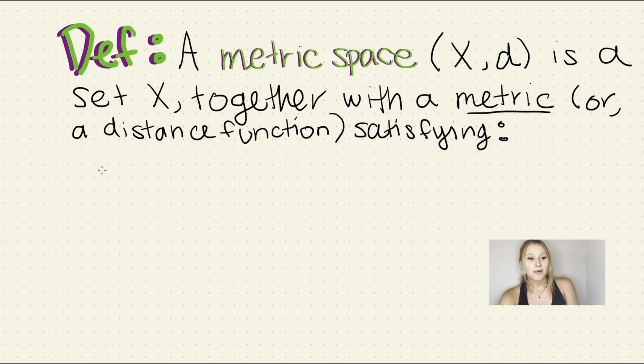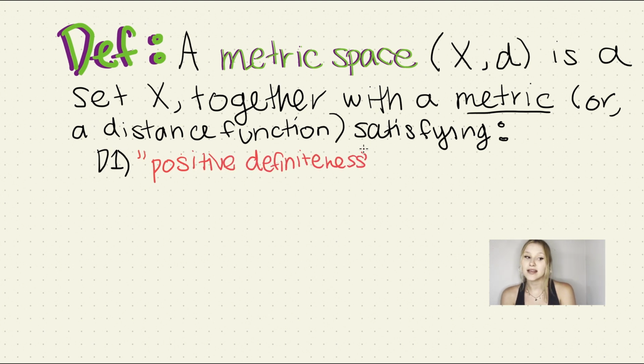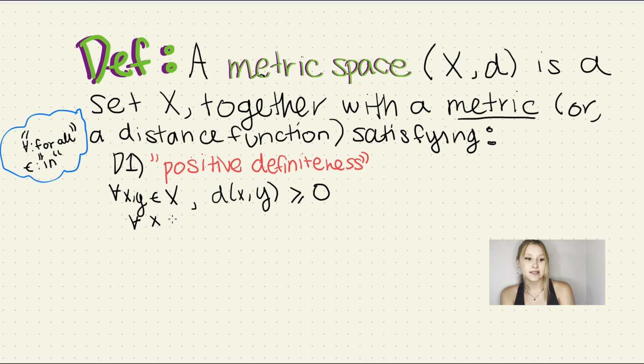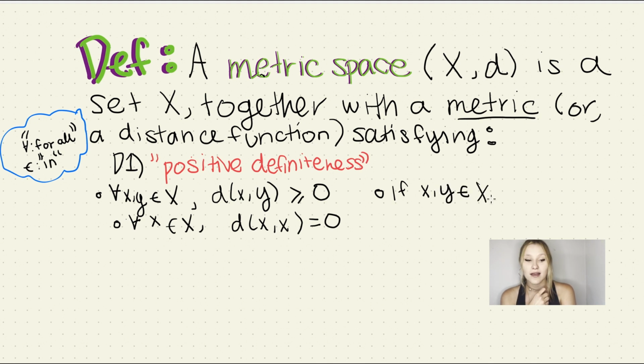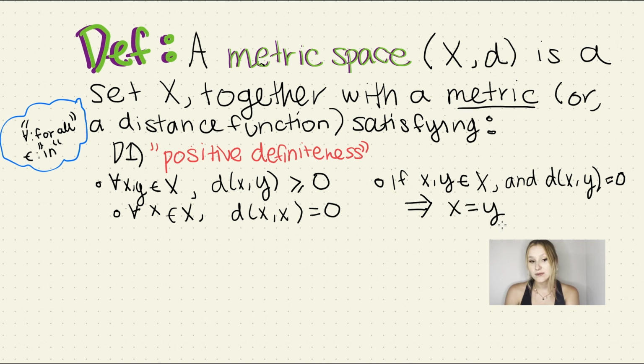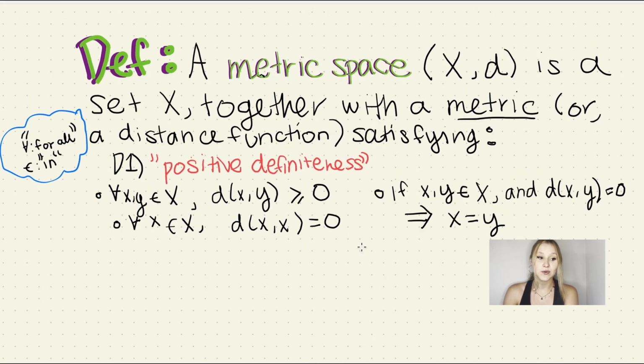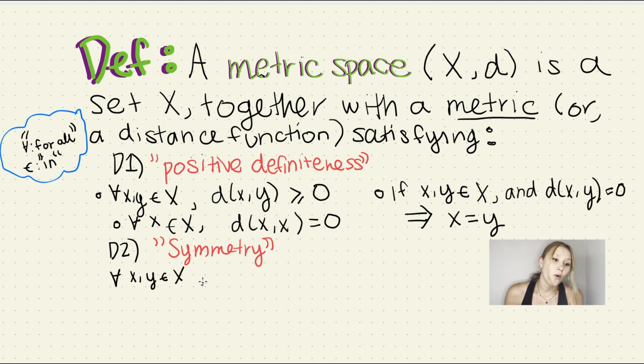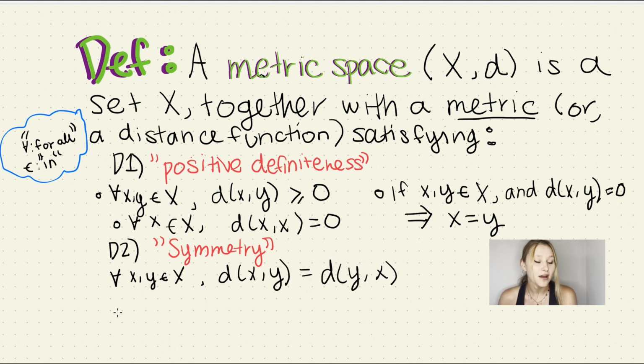So these are the 3 properties that the metric space must satisfy. So firstly, positive definiteness. So for 2 points in the big set X, the distance must be positive. Secondly, the distance between x and itself is equal to 0. And if we have 2 points, x and y, in the big set X, and the distance between these 2 points is 0, then x is equal to y. Straightforward. The second is symmetry. It's kind of the same thing here. So the distance between x and y is equal to the distance between y and x.